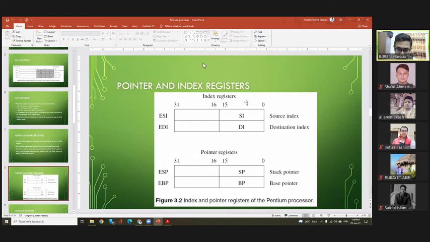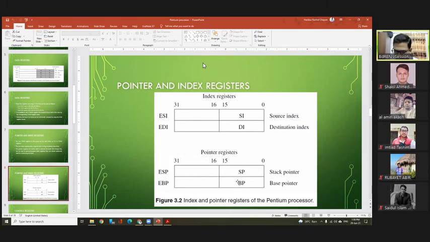Fine, so these are the index registers. We have also the pointer registers. Generally, the source index and destination index are used for string operations. I think for string operations, most of the time we use the index registers. Check the book. I think it is for the string operation.